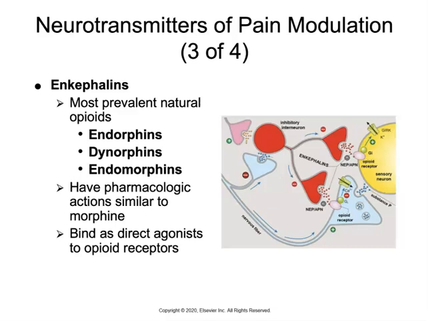And all of these will have pharmacologic actions that are similar to morphine. Hence we call them endogenous morphine. It's what we create within our own bodies. And they're going to bind as direct agonists to all of our opioid receptors.